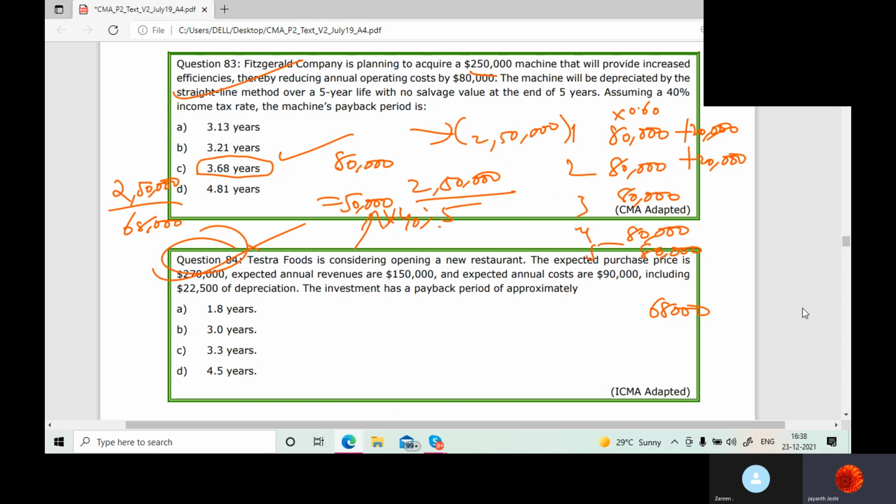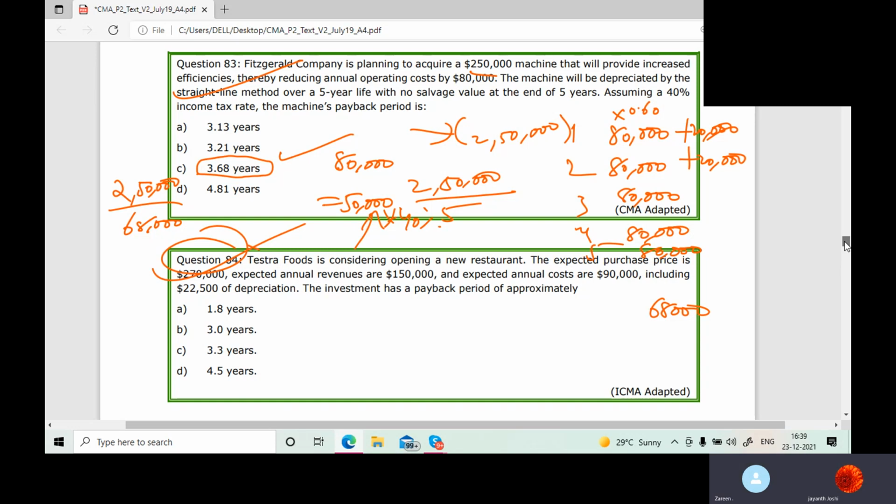Okay, so they have given 14, 15, so we have to remember 2001 and 14. Hopefully, I think 2,70,000 is the purchase price. That is the investment. Revenues are 150. Expected annual cost is 90. So 150 minus 90, the net cash inflow would be 60, correct? Yes, sir. But depreciation, you need not do anything for that because there is no tax rate, so we cannot claim the tax shield.